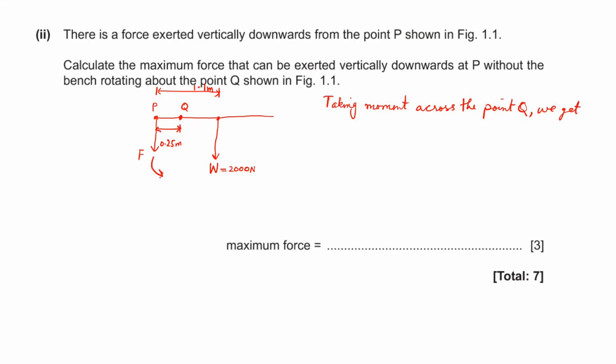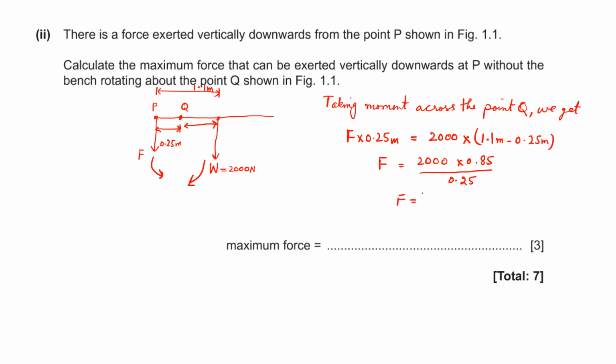so we have anti-clockwise moment equals clockwise moment. So the anti-clockwise moment will be force multiplied by 0.25 meters. The clockwise moment would be 20,000, the weight acting downwards, multiplied by 1.1 meters minus 0.25 meters, or this distance basically. So the force would be 20,000 multiplied by 0.85 divided by 0.25.